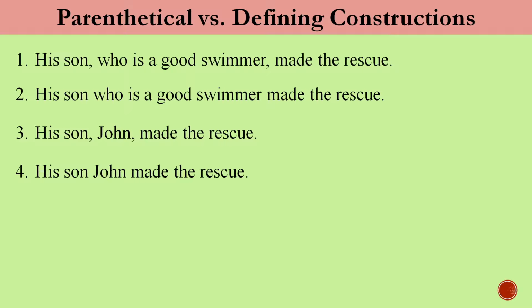Similarly, if you look at numbers 3 and 4 here, number 3, his son John made the rescue. Here in number 3 he has only one son, but if you look at number 4, he has more than one. So numbers 2 and 4 are what we term defining constructions, and numbers 1 and 3 are parenthetical.